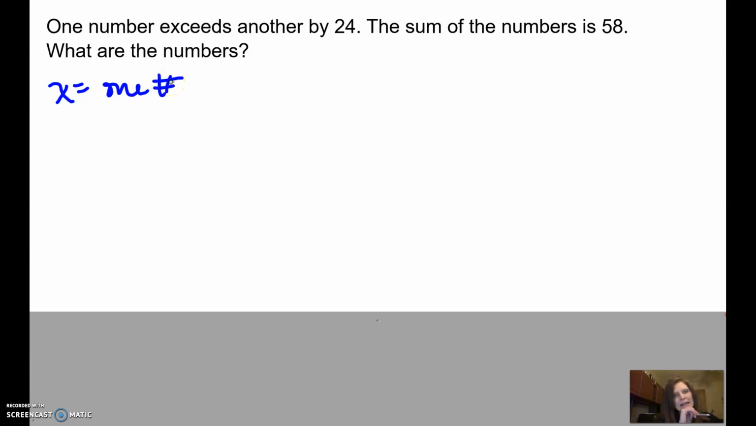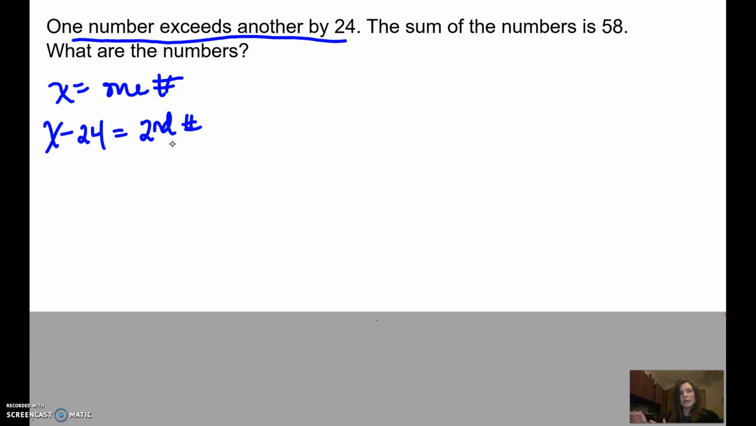How do I find the second number? Well, I go back to this first sentence. It exceeds another by 24. So it's 24 more than the other number. So I would say x minus 24, because my first one exceeded the second one. So x minus the 24 would be the second number. Okay. All right. So if one number exceeds, it's more than. So to get to that second number, I'd have to subtract.